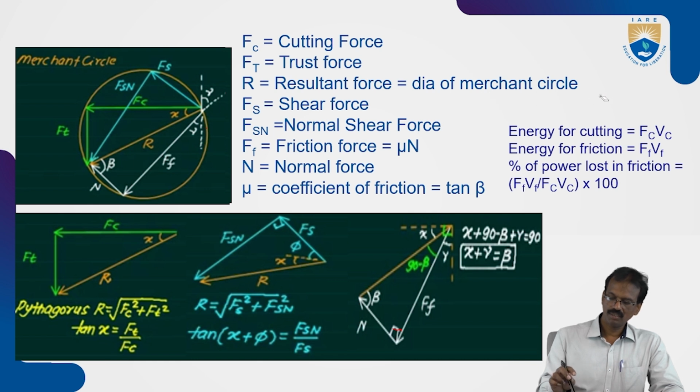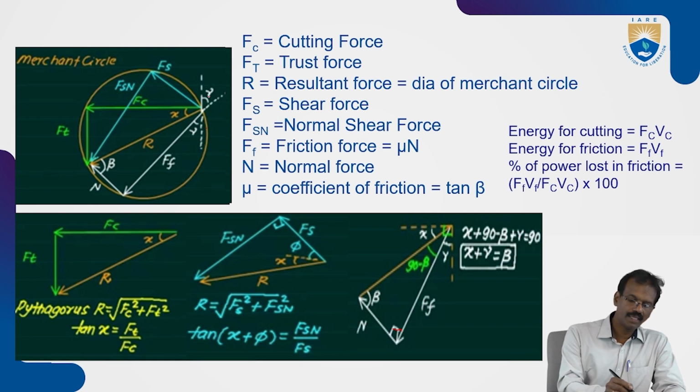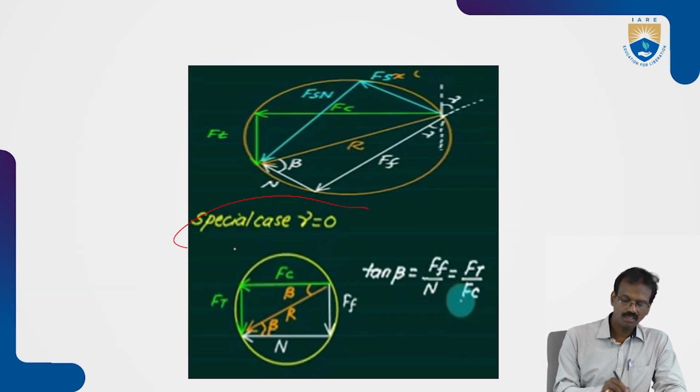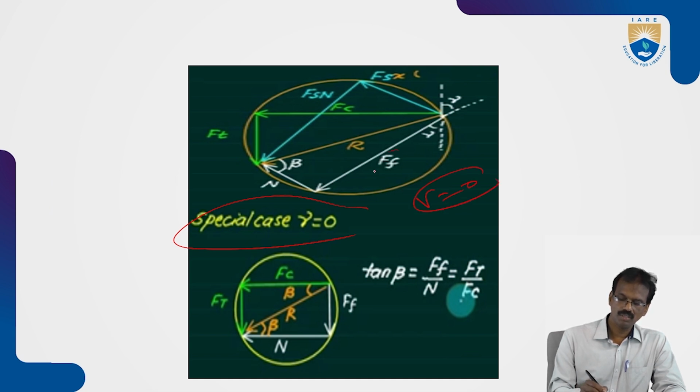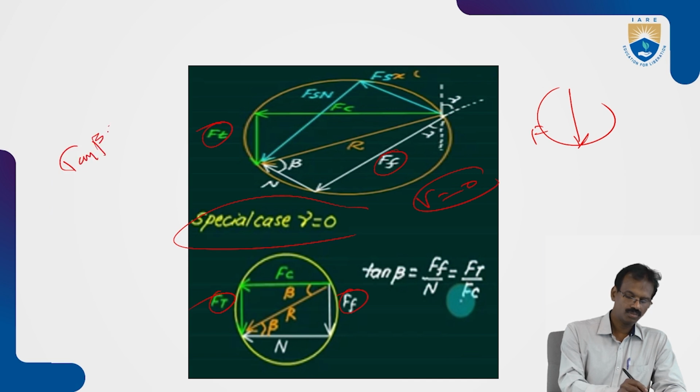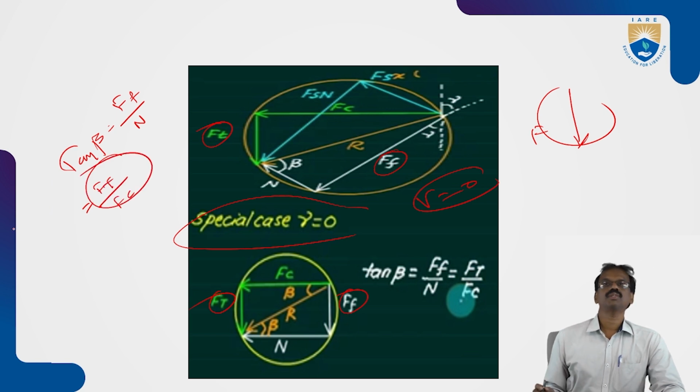We will see one more condition. What is that? If the rake angle is equal to 0, what will happen? So this is one more condition. Special case, gamma is equal to 0, then automatically this frictional force comes vertically. So that is equal to the thrust force, like this. Ff and Ft both are the same. So then the formula is tan beta is equal to Ff by normal force, or Ft by Fc, thrust force by cutting force. We can find out like this.